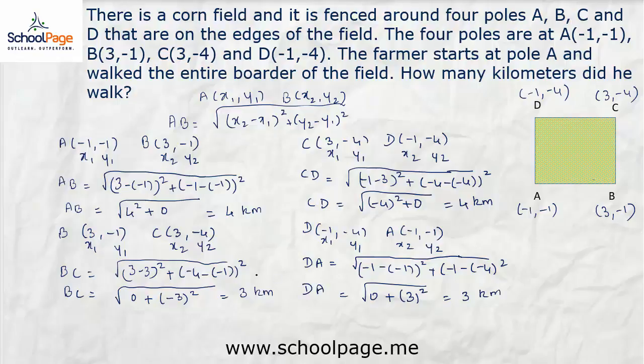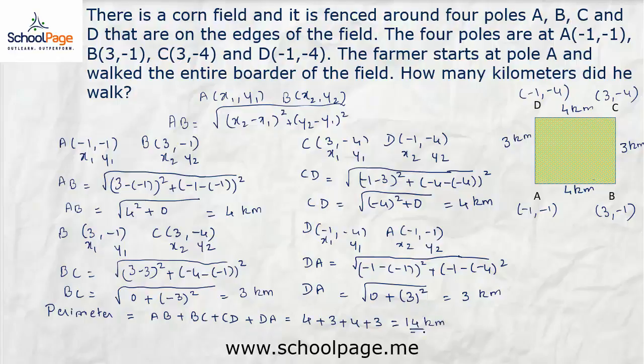Hence we have found the distance AB as 4 kilometers, BC is 3 kilometers, CD as 4 kilometers and DA as 3 kilometers. Since the farmer walked the entire border of the field, we have to calculate the perimeter. So the perimeter of the field is equal to AB plus BC plus CD plus DA, which is equal to 4 plus 3 plus 4 plus 3, which is equal to 14 kilometers. Hence we have found that the farmer walked 14 kilometers around the field.